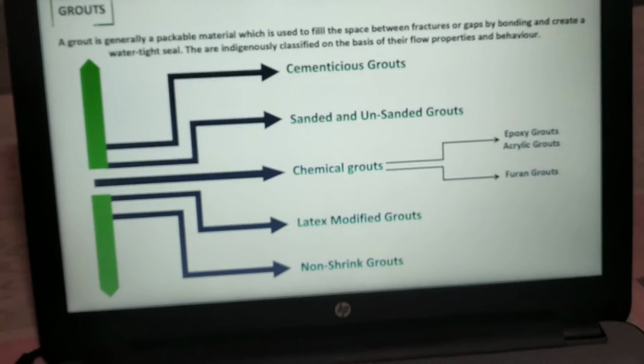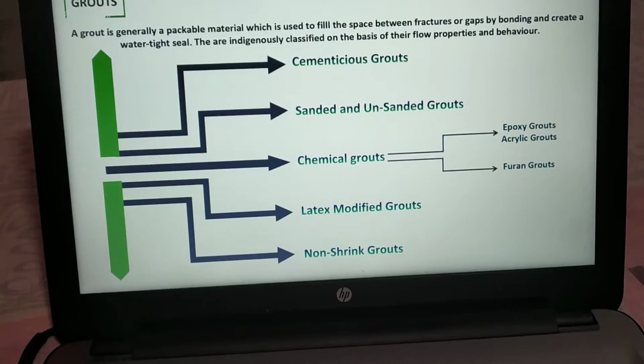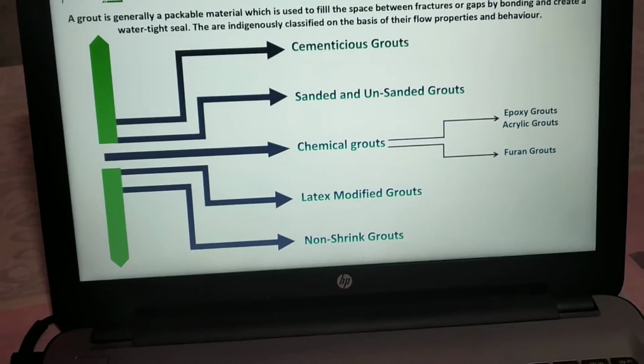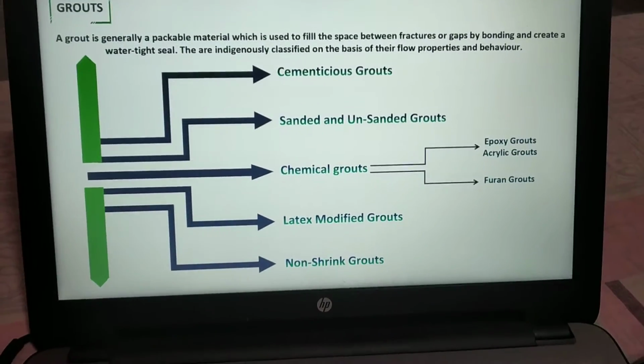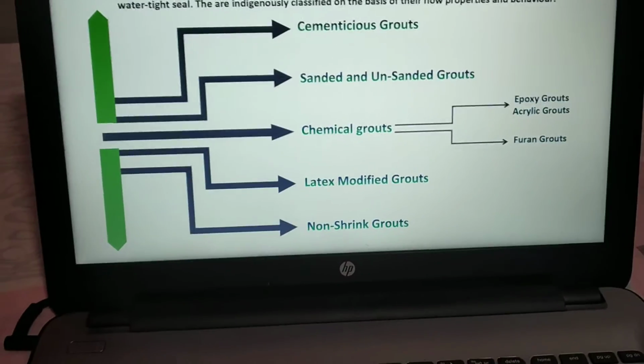So what exactly are the grouts? Grouts are generally packable materials which are used to fill the large spaces or the fractures that have occurred by bonding and creating a watertight seal in order to prevent groundwater seepage.